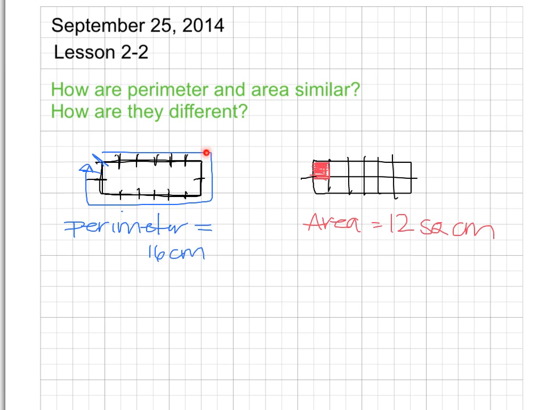So perimeter is the measurement on the outside of a rectangle. The area is the measurement on the inside of a rectangle. Perimeter is a linear measurement, which is a line that measures distance, so it's going to be in a single measurement unit. Area is a square unit, which is one length by width, and it's going to be in square centimeters.